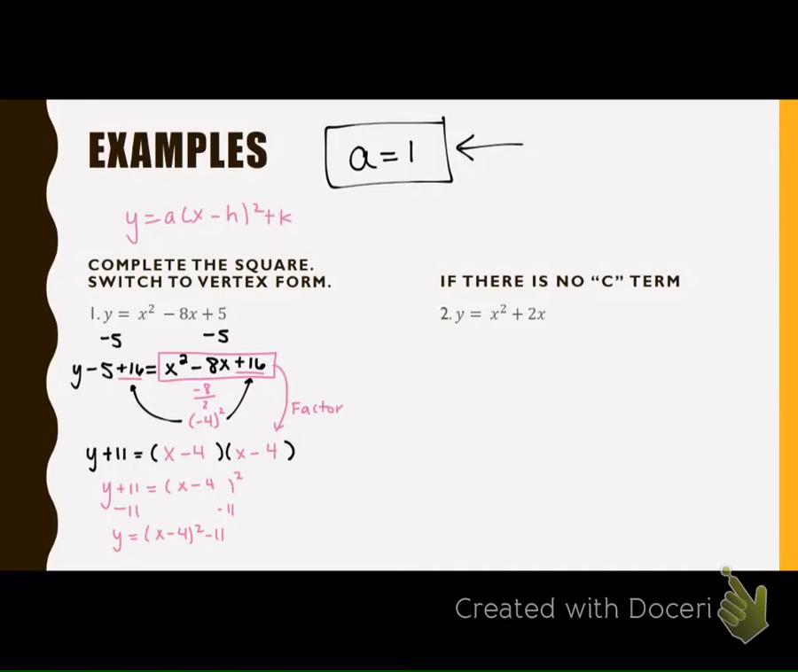Yeah. Can you tell me what my vertex is on this real quick? What's my vertex on the standard form? What is it? 4, negative 11. Could I find my vertex using standard form and see if it's the same? Yeah, what do we use to do it in standard form?